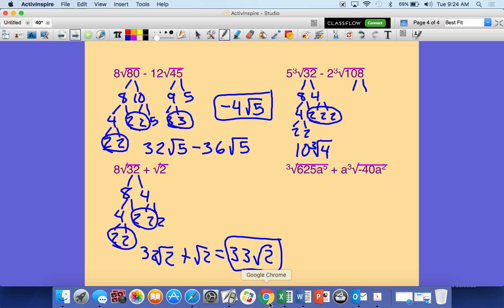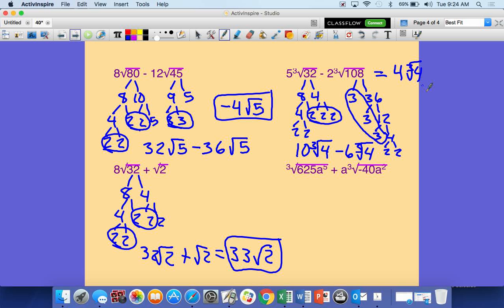108. Let's see. 3 goes into there 36 times. 36 is 3 and 12. 12 is 3 and 4. 4 is 2 and 2. There's my group of 3. So that can come out, the 2s go back underneath. Okay, so we're going to take 3 times 2 is 6. So our answer here, these are both the same now, so 10 minus 6 is 4 times the cubed root of 4.